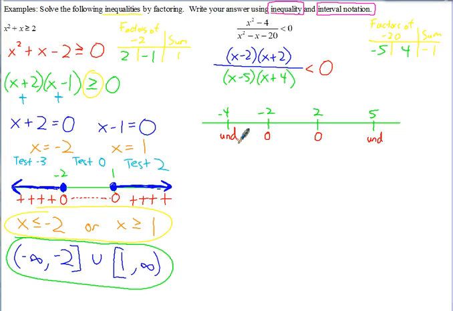But in this case, none of these are going to be solutions. If it had the or equal to, then -2 and 2 would be part of our solutions. But not 5 and -4, because those make it undefined. But it doesn't have the equal to, so none of these are. We just want to see where this is less than 0 or negative. So again, let's test.